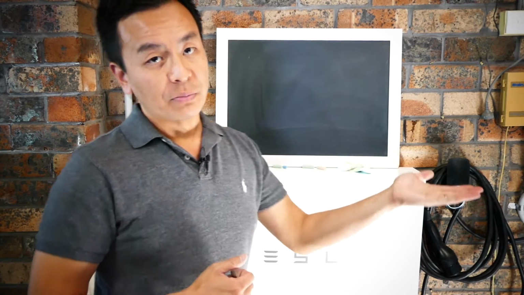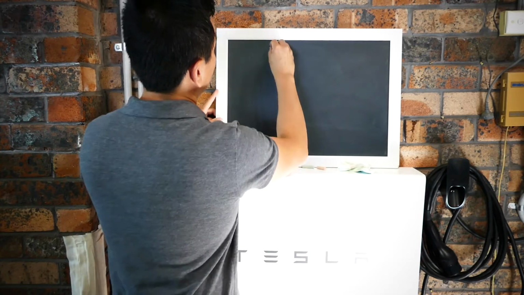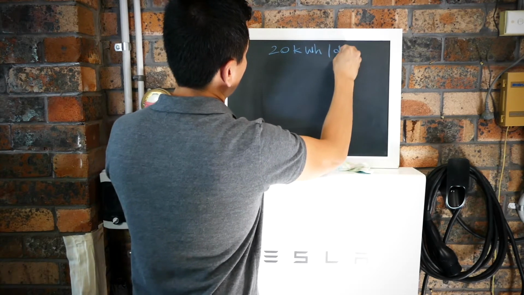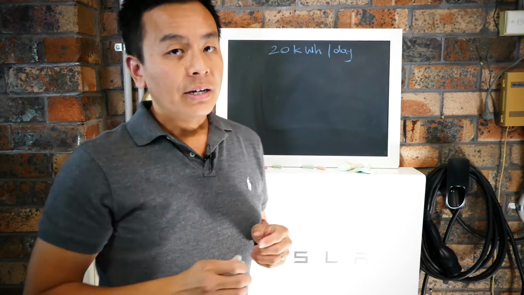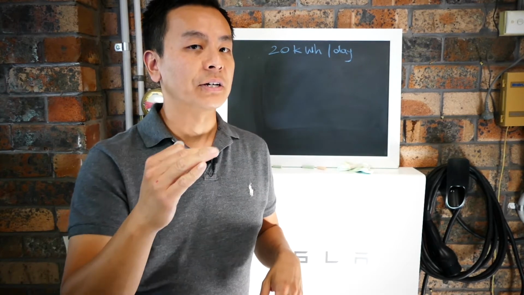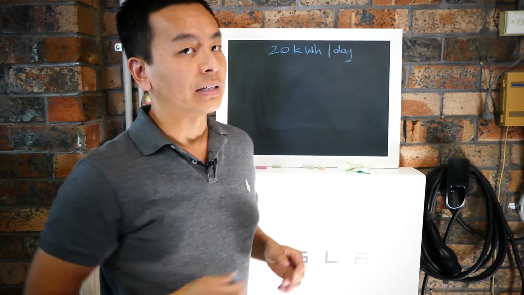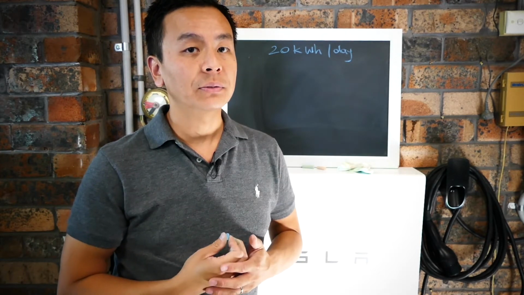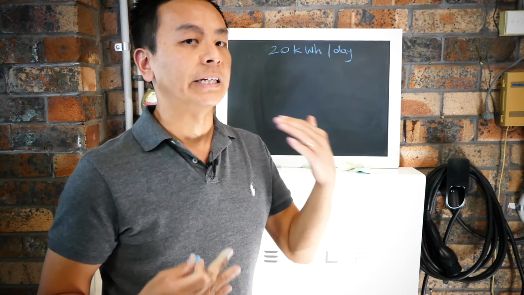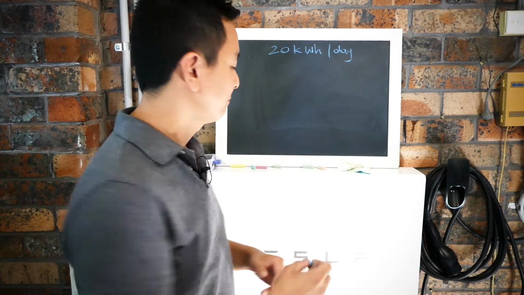Now, if you watched my previous videos, you'll know that the average Australian household uses 20 kilowatt hours of electricity per day. This is important to know because if you've got that number in mind, then I can tell you what percentage of that day can actually be covered by solar panels, which then leads to the logical conclusion as to how many panels you actually need for an average Australian house.